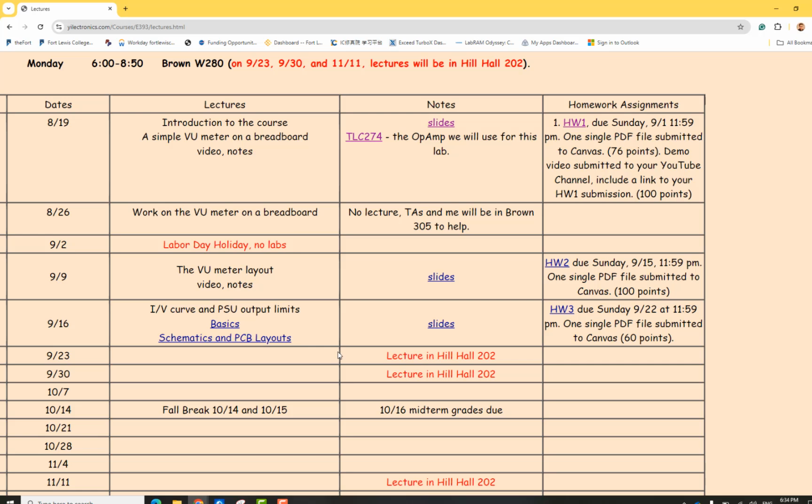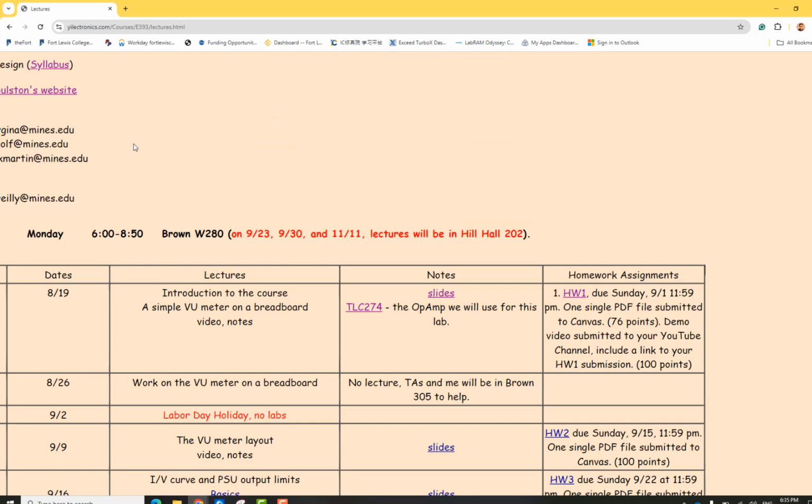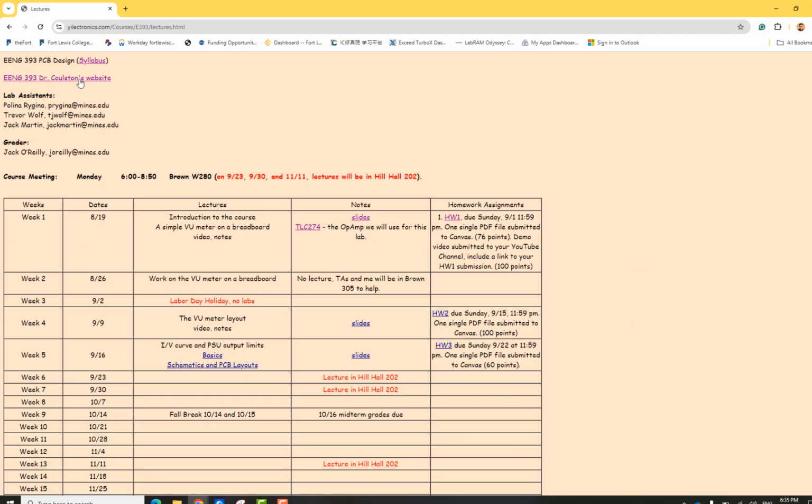Anything else? Even if we don't have labs this week, you can still work on homework 1, right? So look at the resistor colors. Are you familiar with the colors, the color band of the resistors? Okay. If you read through Dr. Kelston's website, you should be able to understand what's going on easily.